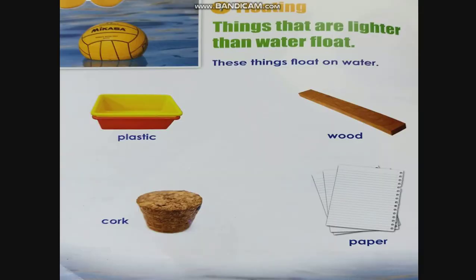First, floating. Things that are lighter than water float. How? When you put a piece of paper in water, what happens? The paper floats on the water. Why? Because paper is lighter than water. So we have some examples about floating objects like plastic, wood, cork, and paper.